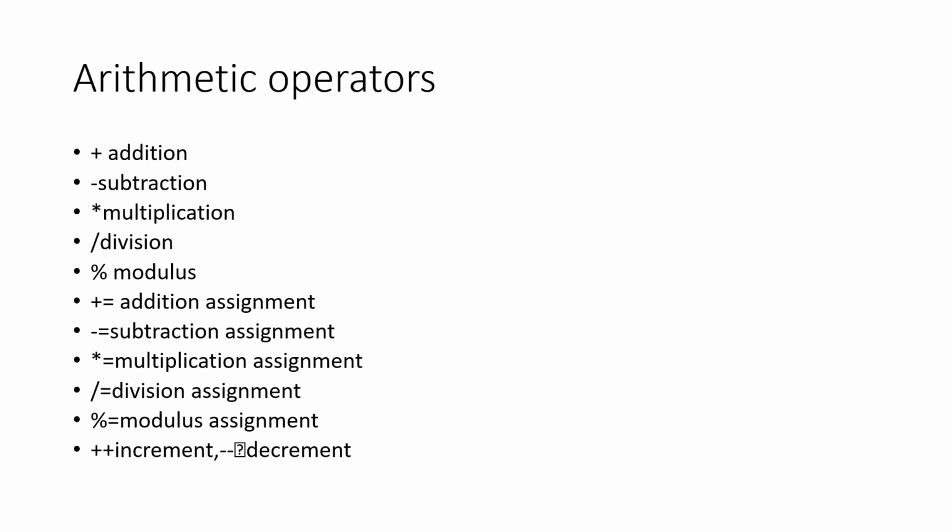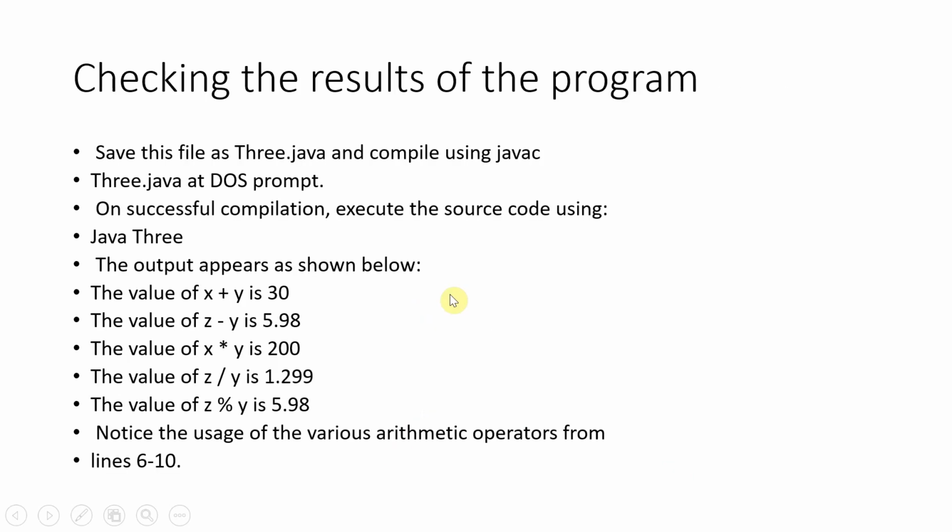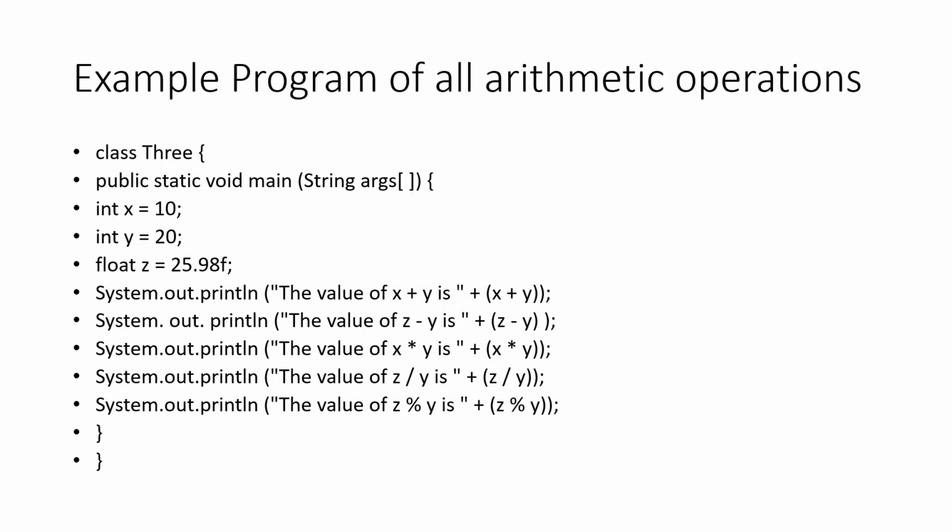So here we have initialized 3 variables, x, y, z, with y as float. Then x plus y, z minus y, multiplication is the third line, x into y. Then we divide, and then there is a modulus operation. Let us see both.